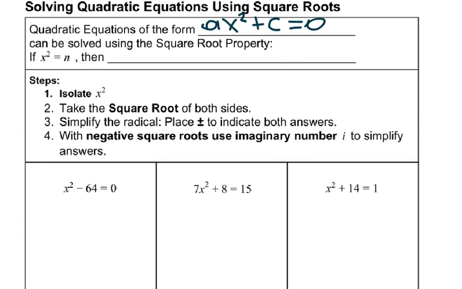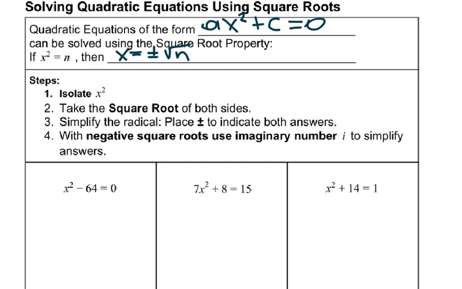So if we have x squared equals some number n, we can take the square root of both sides, and that will give me positive and negative square root of n. Steps to solve it, and always refer to this as needed: Step 1 is isolate x squared on one side. Then take the square root of both sides, simplify the radical, and remember, you always get a negative and a positive answer, so we're going to use the plus and minus symbol together. And with negative square roots, we're going to use the imaginary number i to simplify answers.